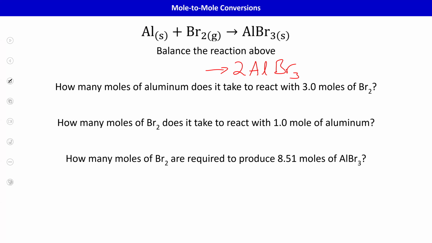Do the phases matter for balancing? Do we care if it's solid aluminum bromide or liquid aluminum bromide? Not really. That'll matter when we actually get to the practical aspect of going into lab and actually doing this reaction. We actually care about the phases then, but for now, if we're just trying to balance the reaction, it doesn't really matter. We can leave them off.